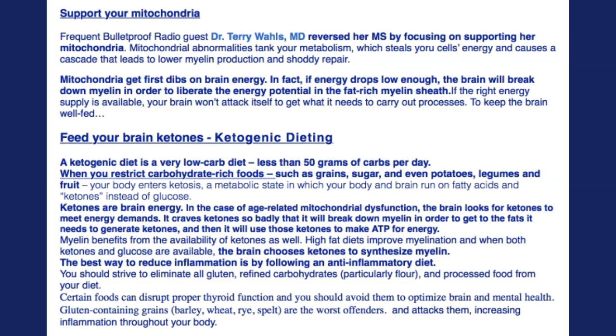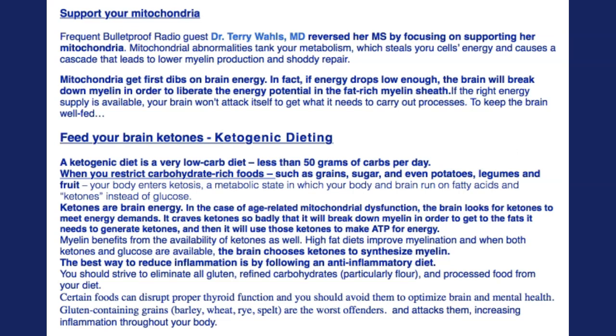Mitochondria get first dibs on brain energy. In fact, if energy drops low enough, the brain will break down myelin in order to liberate the energy potential in the fat-rich myelin sheath. If the right energy supply is available, your brain won't attack itself to get what it needs to carry out processes. To keep the brain well fed, feed your brain ketones.